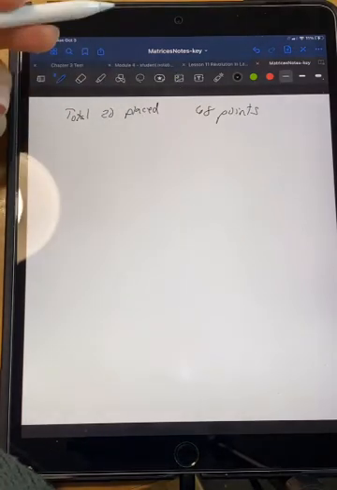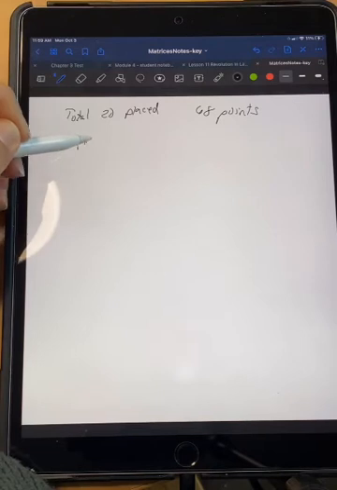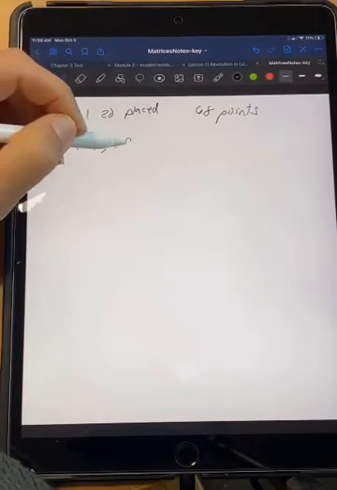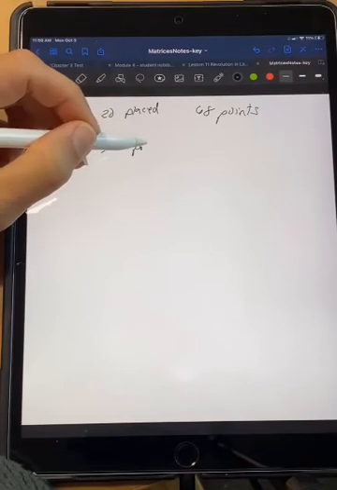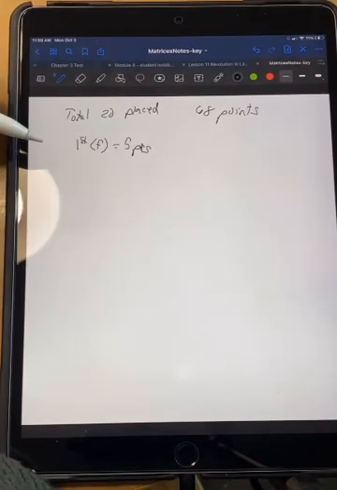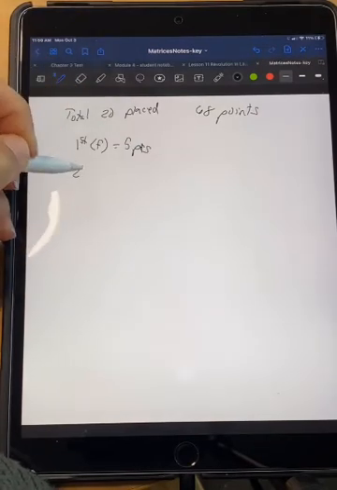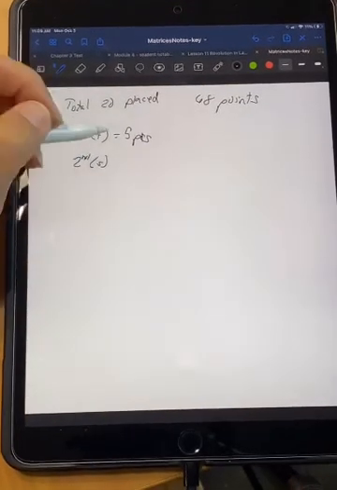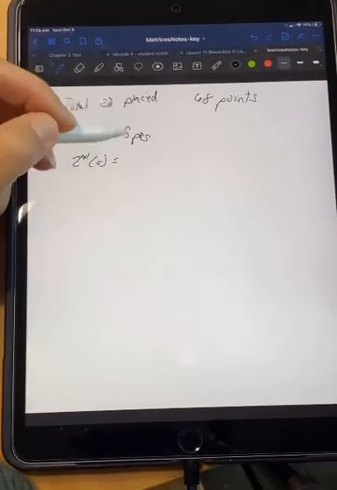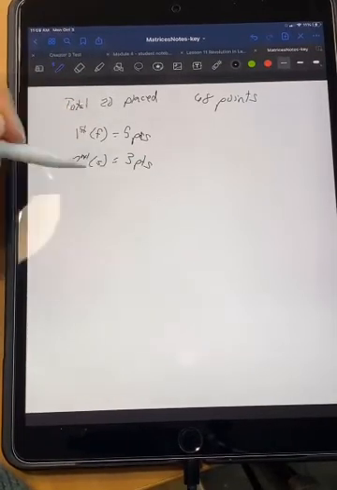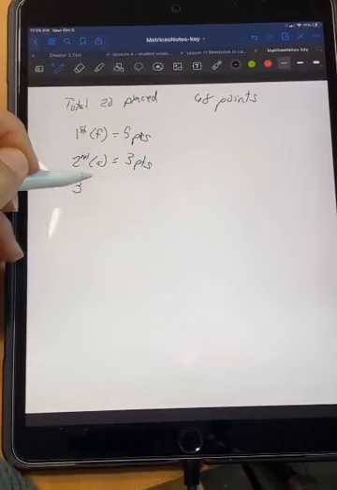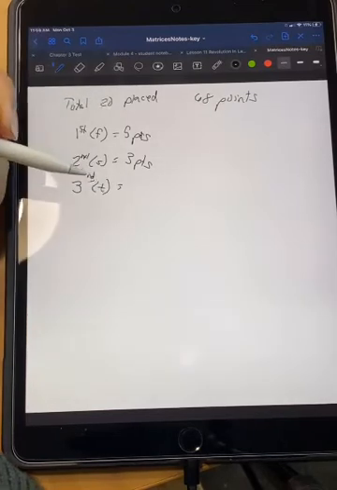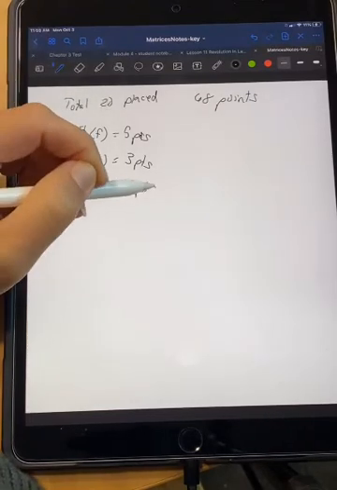A first place finish, so if I think about first, and I might label that an F, first place is worth 5 points. Okay. Second place, so I'll do second, and let's label that an S. Second is worth 3 points. And it says third place, so let's label that a T for third, is worth 1 point.